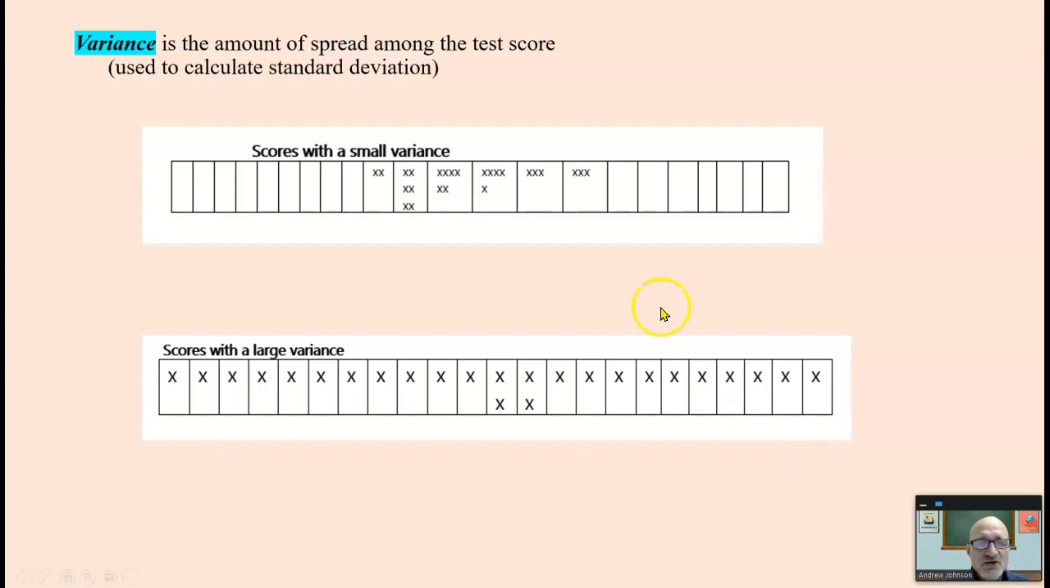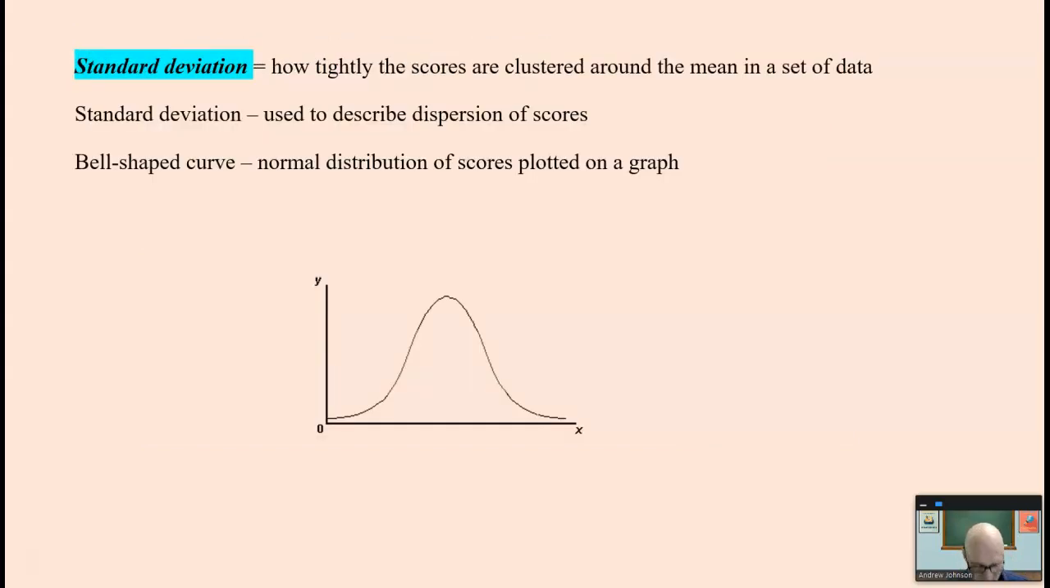Variance is the amount of spread among the test scores, and that's used to calculate standard deviation. This is with a small variance. You see all the scores bunched here. With a large variance, the scores were spread out. Standard deviation tells us how closely these scores are clustered. It's the square root of the variance, used to describe the dispersion of scores.